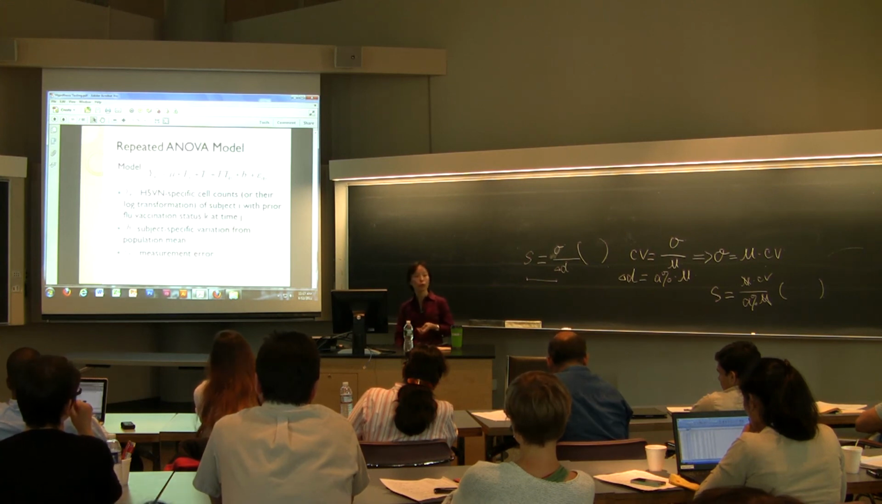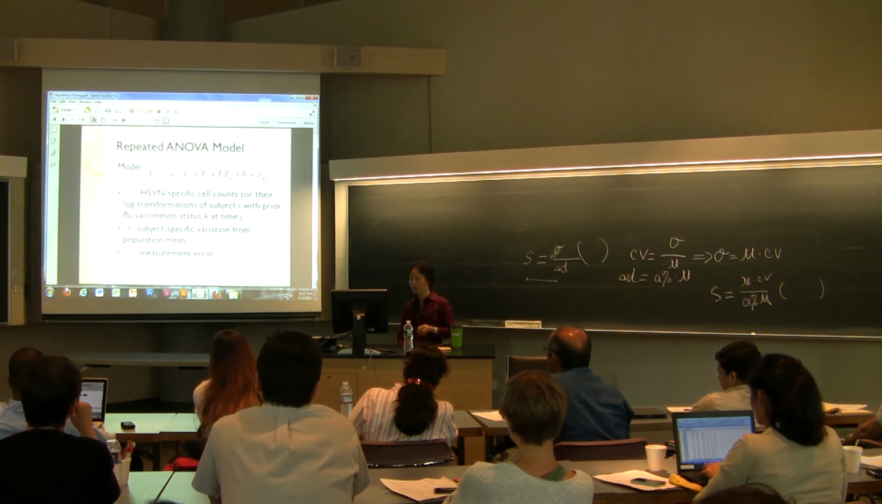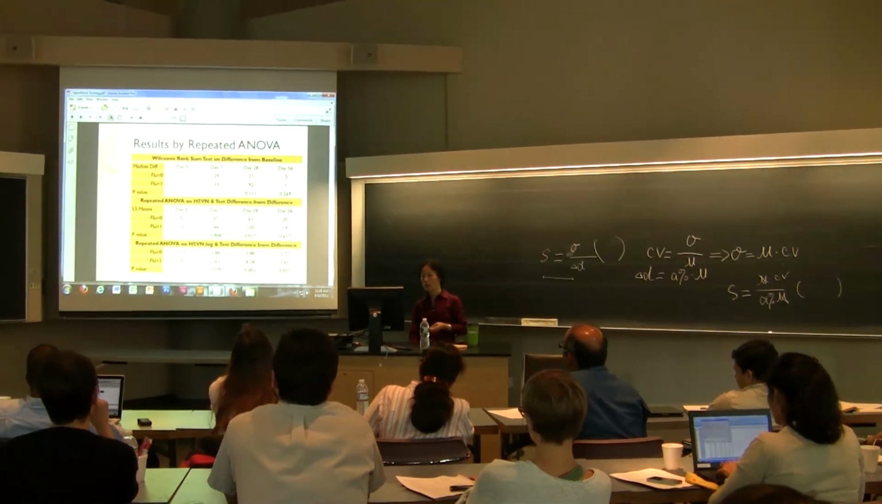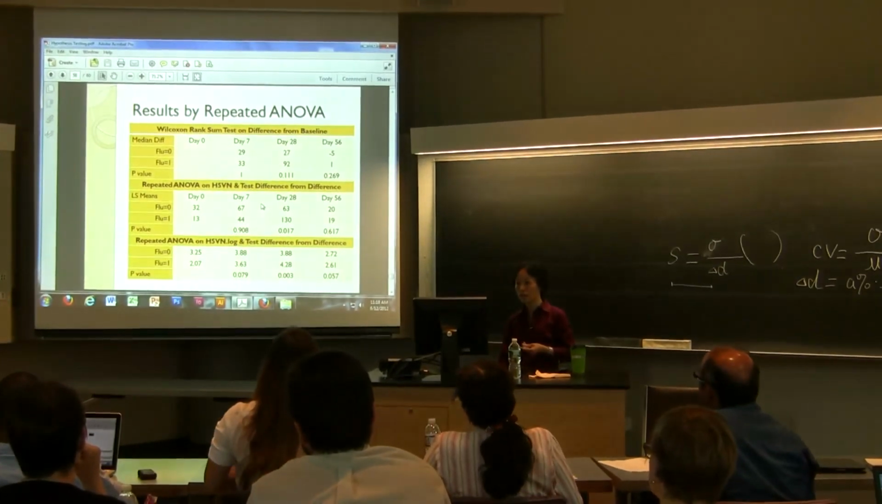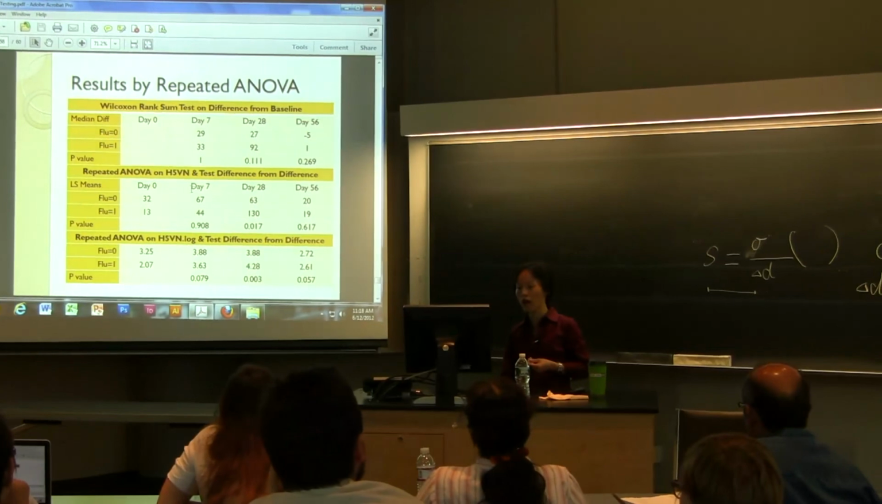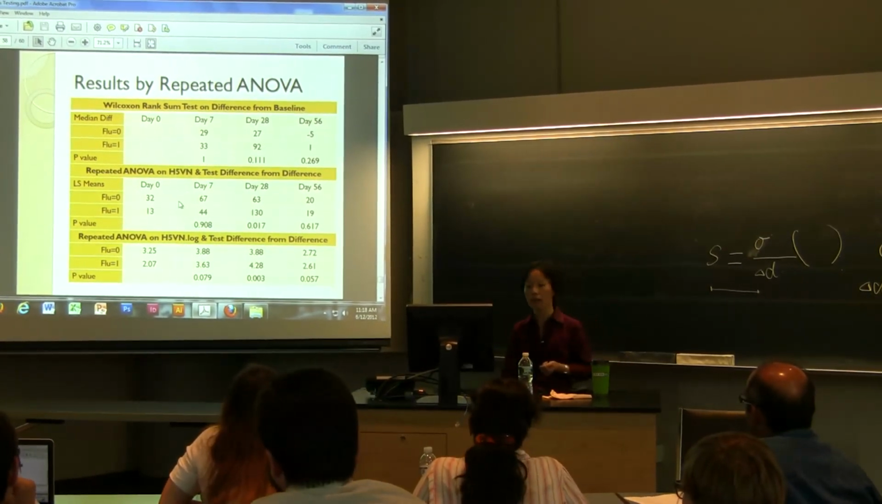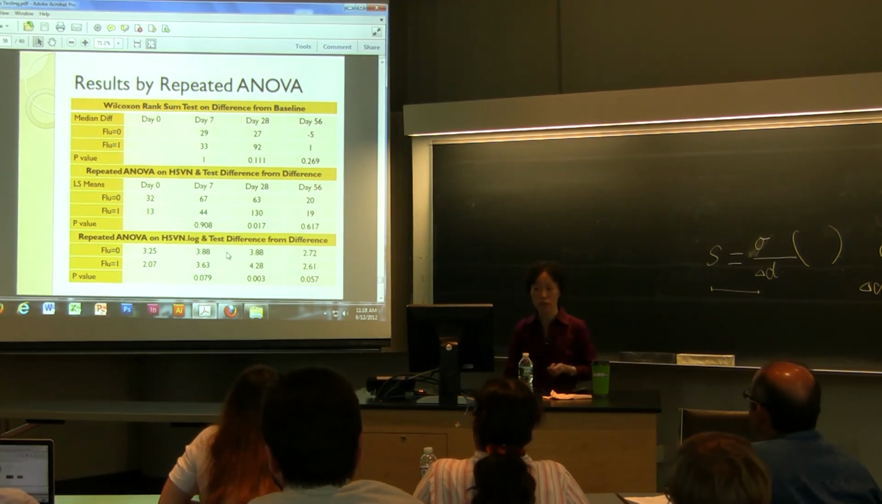Here is the model to do the repeated ANOVA. I have to finish it soon, so I'm not going to talk about it in detail. And here's the result by repeated ANOVA. The first part is the nonparametric test on the difference from baseline. The second part is repeated ANOVA on the raw data, but the raw data doesn't look like a normal distribution, right? The third part is repeated ANOVA on the log transformed data.